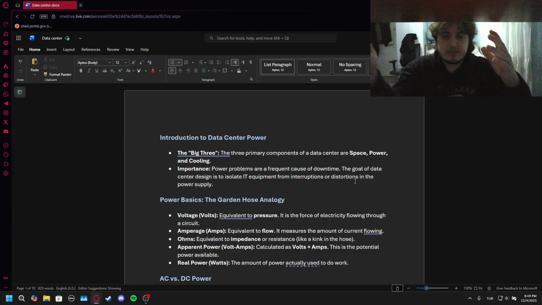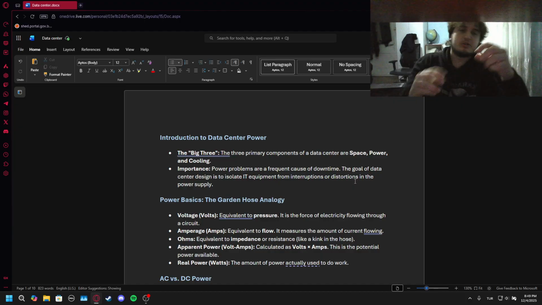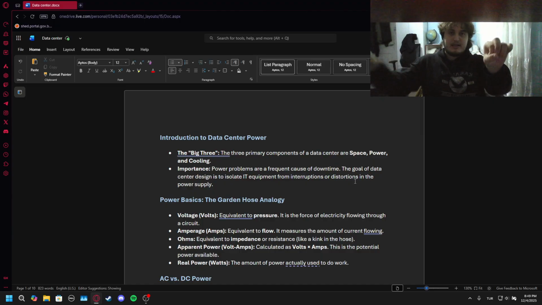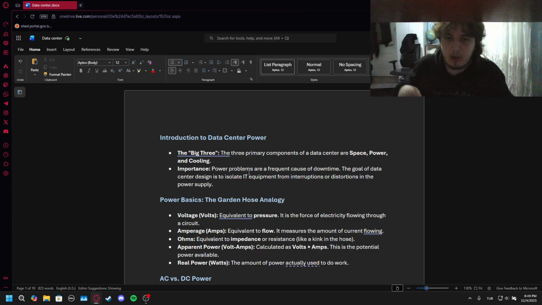How much water is currently passing through the hose, and let's say this is a small hole, right? Normally it goes out like this, and if I make it a little bit smaller, the hole will make it a lot faster, in a sense that you will understand the ampere would be higher, therefore there will be more flow. Ohms, equivalent to impedance or resistance, like a king in the house.